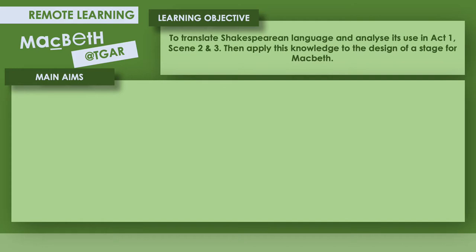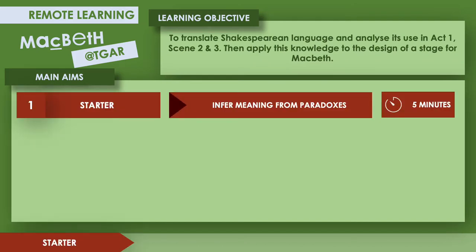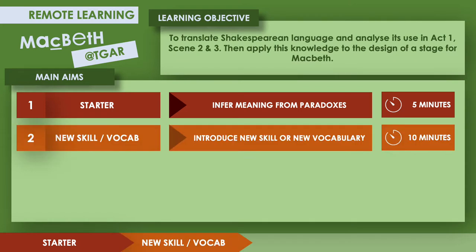Okay guys, so our learning objective today is to translate Shakespearean language and analyse its use in Act 1, Scene 2 and 3. Then we'll apply this knowledge to the design of a stage for Macbeth. So first of all, I'm going to give you a start task to think about how meaning is conveyed through paradoxes. Then second, we'll look at Shakespearean language and his tendency to omit letters and replace them with apostrophes.